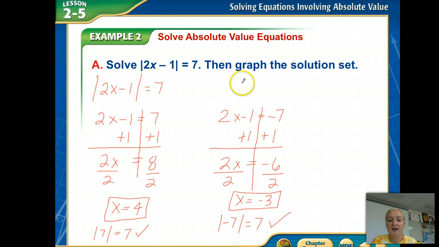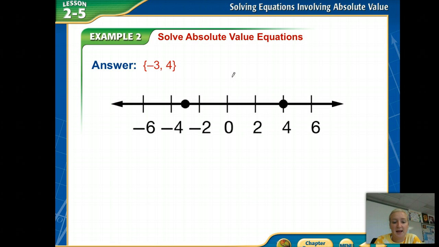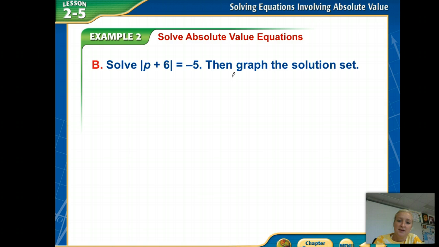Okay, they then want you to graph it on a solution set. I kind of didn't give myself much room, but basically you are going to just graph these 2 points on a number line. So we have negative 3, negative 2, negative 1, 0, 1, 2, 3, and 4. We're going to place 1 dot there and 1 dot there. As you can see, negative 3 and positive 4 on a number line would be how you would graph it.